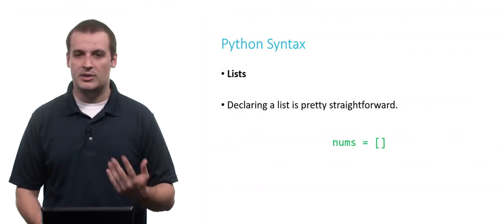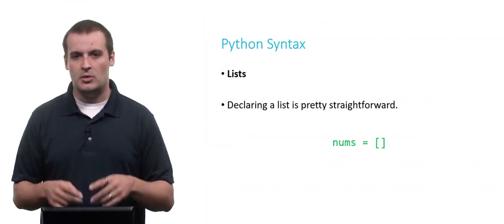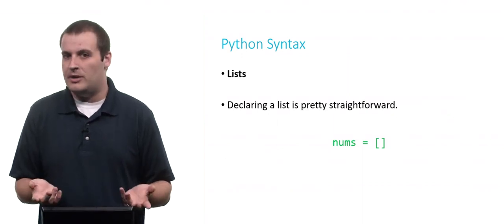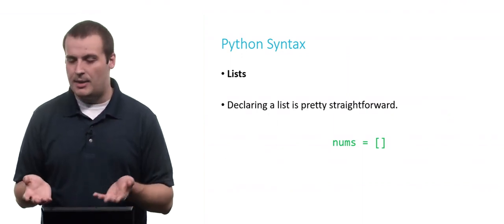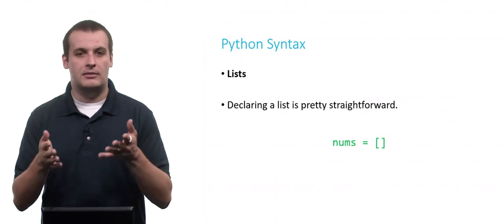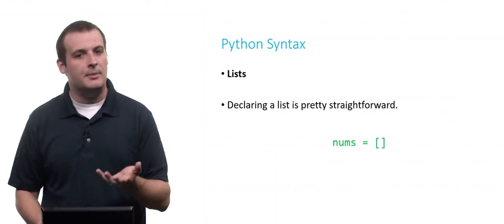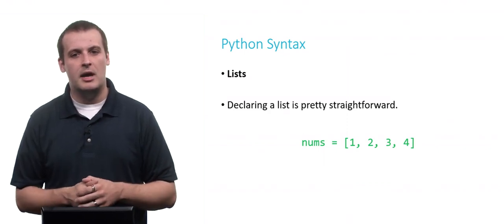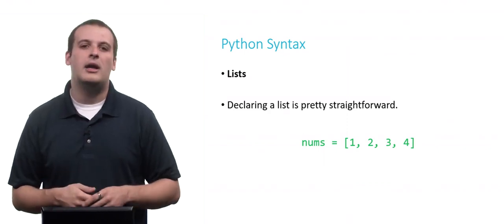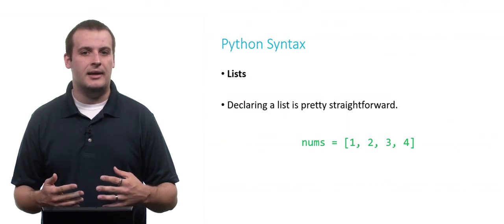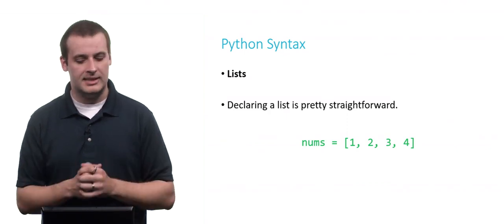But to declare a list, it's really pretty straightforward. Nums equals square brackets. There we go. We have it. That's an empty list or an empty array. But that's all we really need to do it. We could create a list that has a couple of elements pre-populated into it. Nums equals 1, 2, 3, 4. That is an explicitly created list.